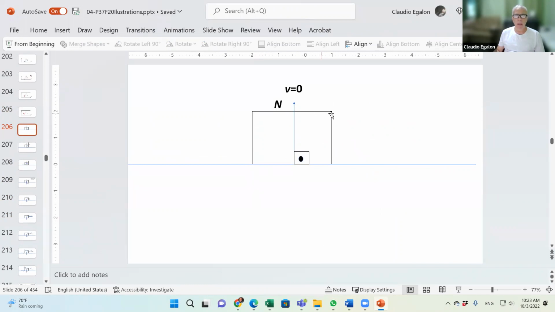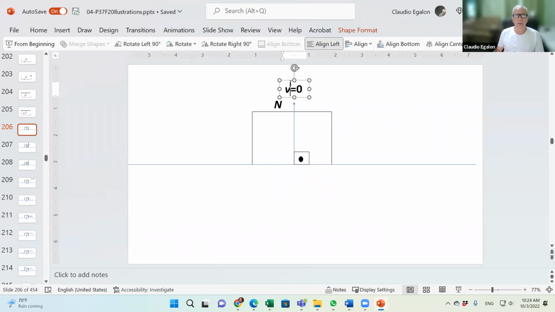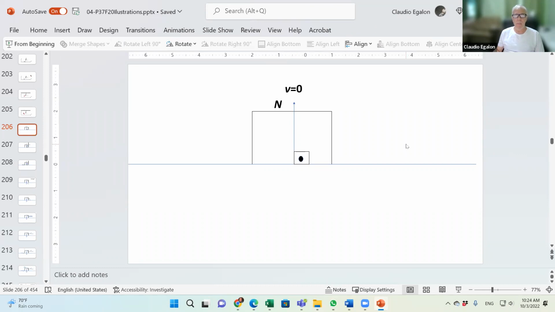We have a block. And this block here is at rest. Velocity is equal to 0. Can you see that? If the velocity of the block is equal to 0, it means that the surface that you have right in here is preventing the block from moving downwards, right? Can you picture that? So let me do an even better illustration.